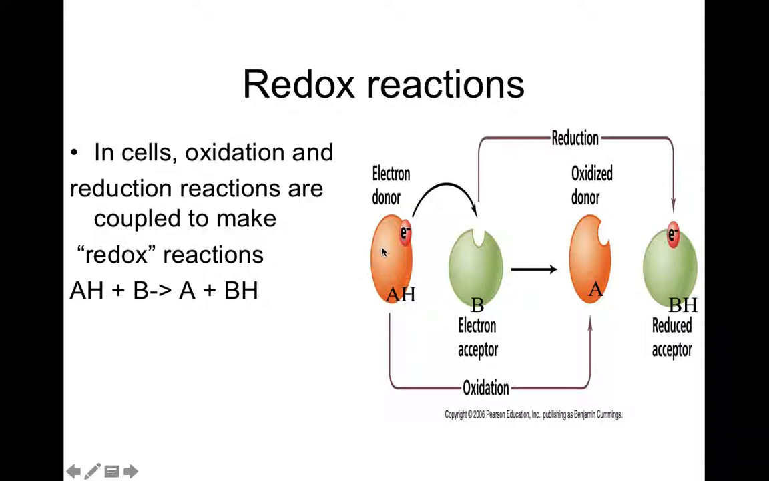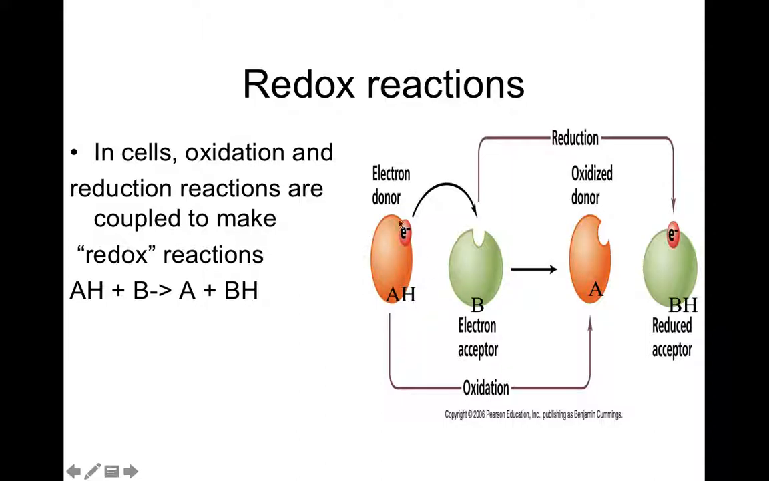Originally, the artist just showed transfer of an electron, but I added my little hydrogen atom here so we can remember that electrons can be transferred as hydrogen atoms. So here are our reactants, AH and B. And this arrow represents the electron rearrangement. So we'll see that AH is going to transfer an electron, a hydrogen atom, to B, right?